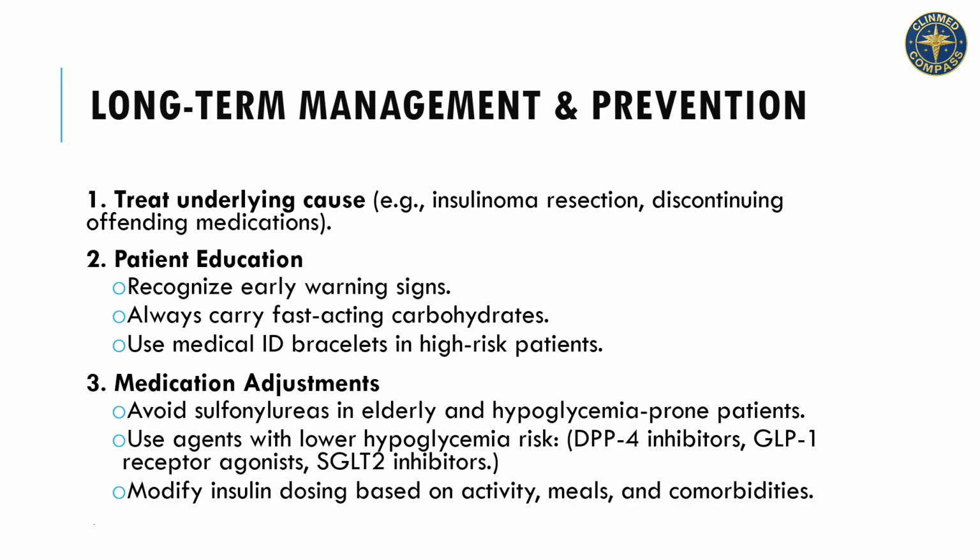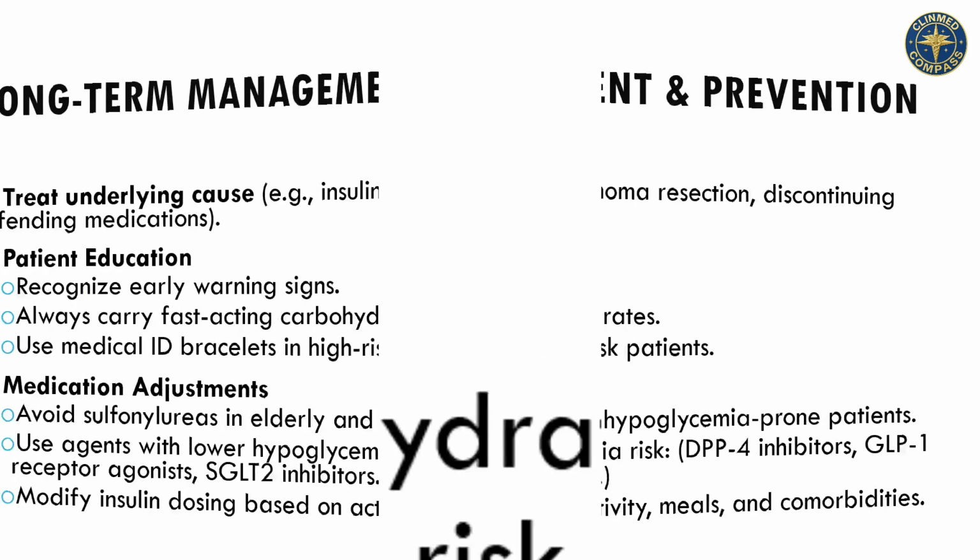Recommend wearing medical identification bracelets, especially for those at high risk. Medication adjustments: avoid using sulfonylureas in elderly or hypoglycemia-prone patients. Preferred agents with lower hypoglycemia risk are dipeptidyl peptidase 4 inhibitors, glucagon-like peptide 1 receptor agonists, then sodium-glucose transporter 2 inhibitors. Adjust insulin doses based on meal patterns, physical activity, and comorbidities.